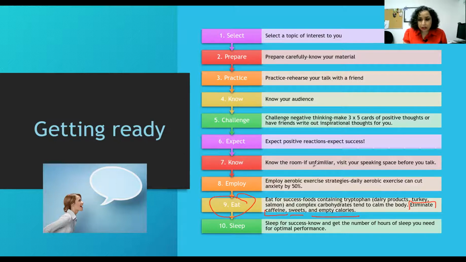So you need to eat successful foods that contain tryptophan. And tryptophan is an enzyme that is related to dairy products. So you could be consuming some yogurt or milk, turkey. Those meats that are not red, no red meat, but white meat, like turkey or salmon, they are really good food for yourself. And complex carbohydrates can help you calm the body. So that's another key for understanding your body and trying to overcome or eliminate the anxiety that you may feel.